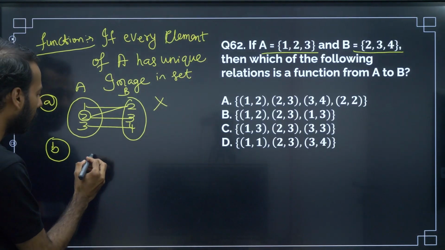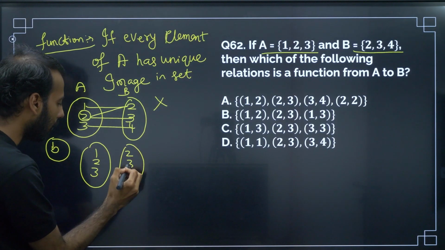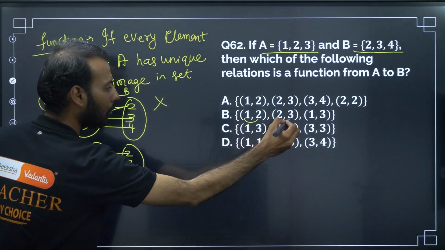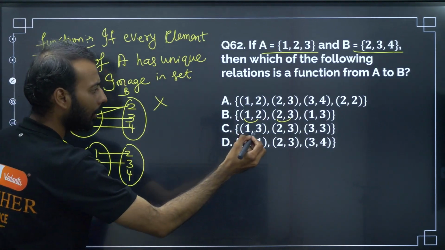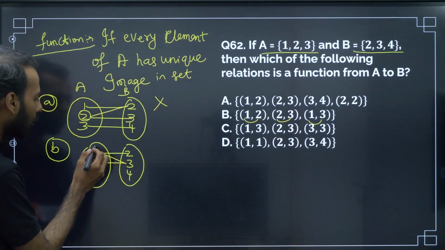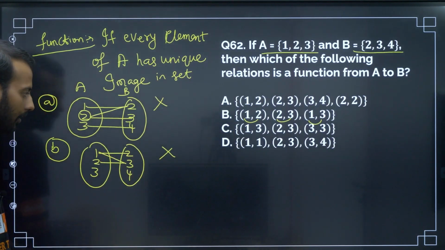Next, moving to B option. First, let me write the sets: 1, 2, 3 and 2, 3, 4. 1 is connected with 2, 2 is connected with 3, and 1 is connected with 3. So since this has multiple images, this cannot be considered as a function.